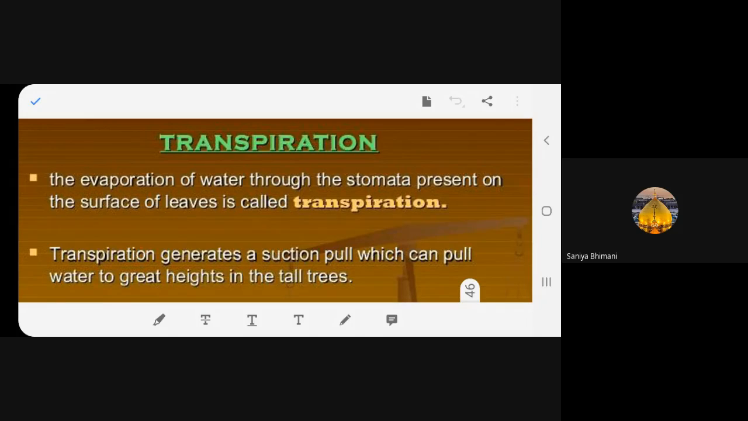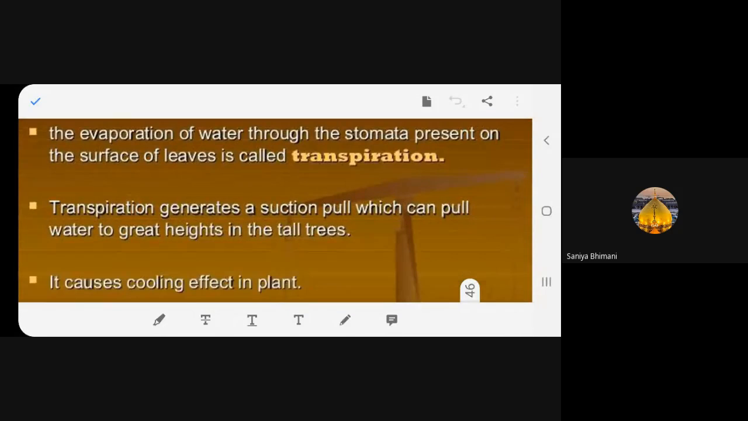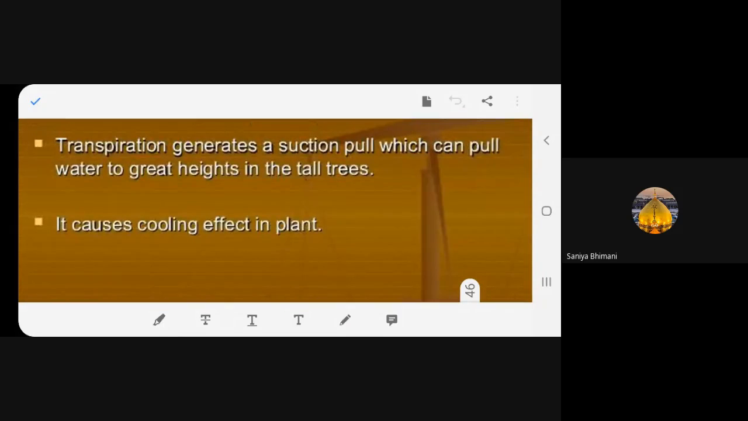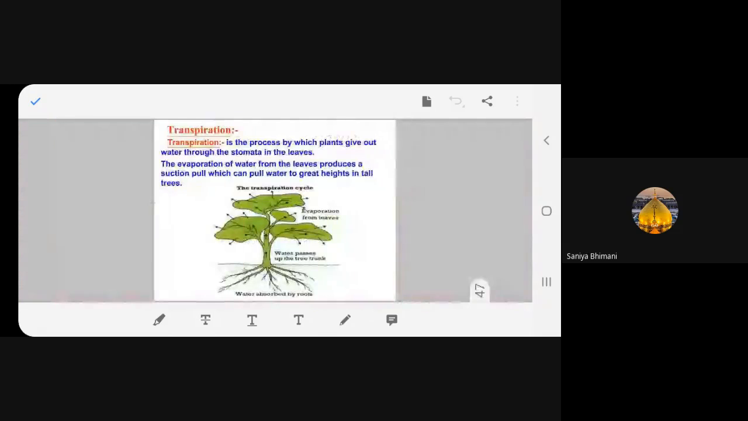Fine. So what exactly is transpiration? We are having the water evaporation. I already taught you where from, through the stomata, which are observed on the surface of leaves. So this loss of water due to evaporation through stomata is called transpiration. What actually it is doing? It is creating a suction pull so you can get water to even tall trees. What else it gives, beta? It causes cooling effect in plant. So if you're sitting under the plant in the summer afternoon, you will feel a pleasant feeling. You will get a cooling effect when you're sitting under the tree during morning or in the afternoon.